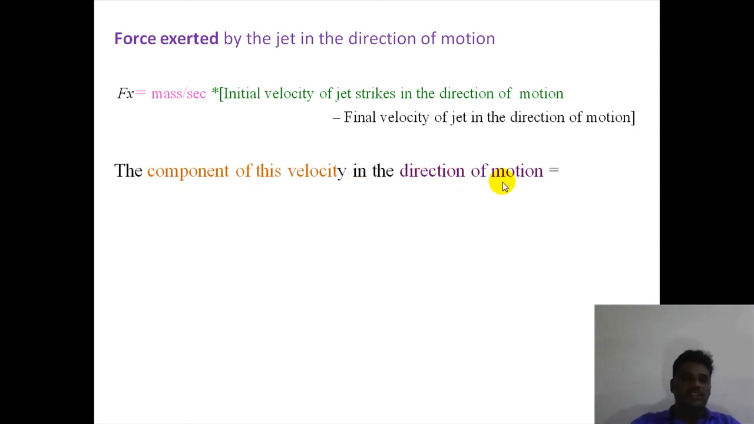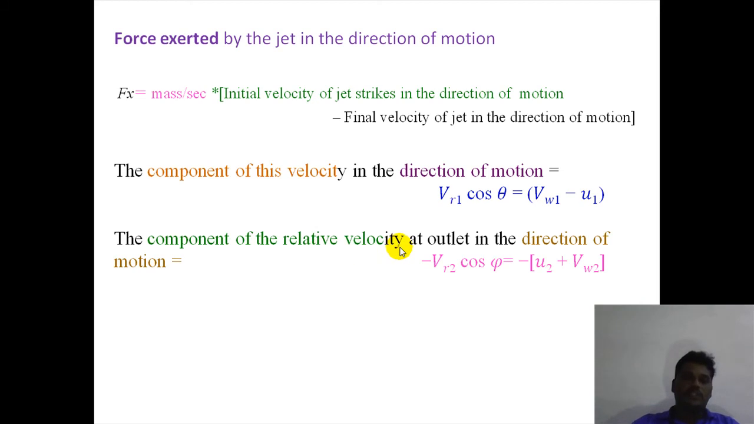Now the component of velocity in the direction of motion is equal to Vr1 cos theta. Vr1 cos theta is equal to Vw1 minus u1. From the diagram we can write Vr1 cos theta: cos theta is equal to (Vw1 minus u1) divided by Vr1. By that we get Vr1 cos theta is equal to Vw1 minus u1.